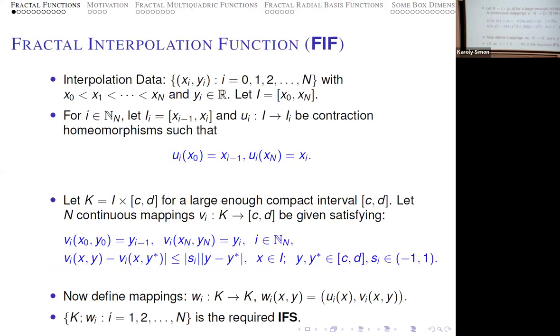So this is the basics of fractal interpolation functions. Suppose we have some data. In order to construct a fractal function, we need a contractive map in the x direction, and we need another contraction which will take care of our y coordinate, that will be taken by this map vi, so that this will satisfy this condition.